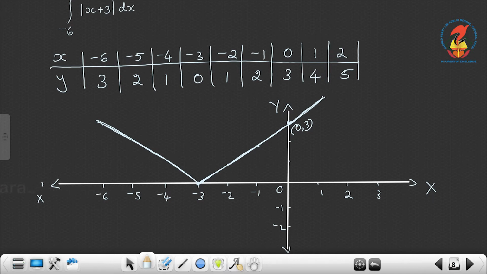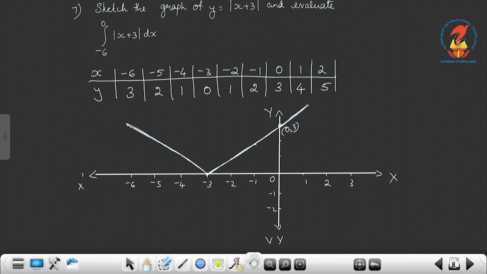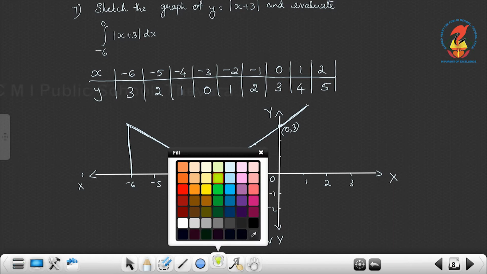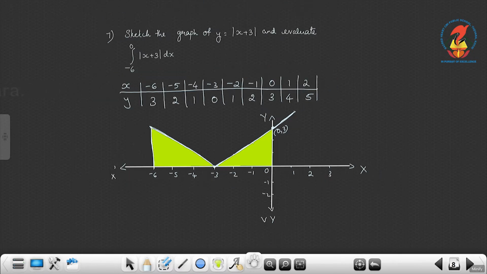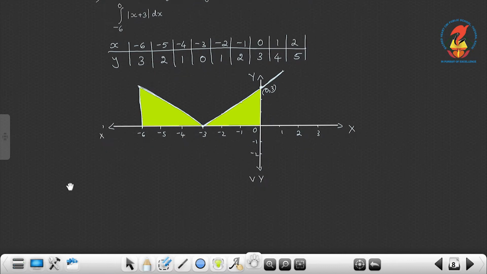Now we have to evaluate. What we have to evaluate? Evaluate the integral from minus 6 to 0 of mod x plus 3. So minus 6 to 0, here it is minus 6. So this triangle portion and this triangle portion we have to calculate. That means we get the area of this triangle region and this one. Okay, now how to calculate? It is the negative side.